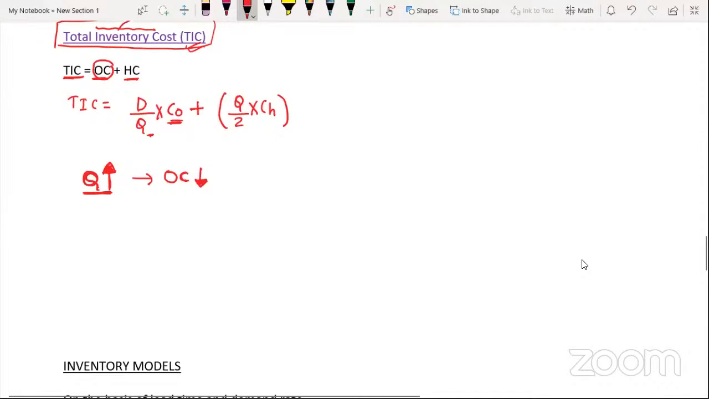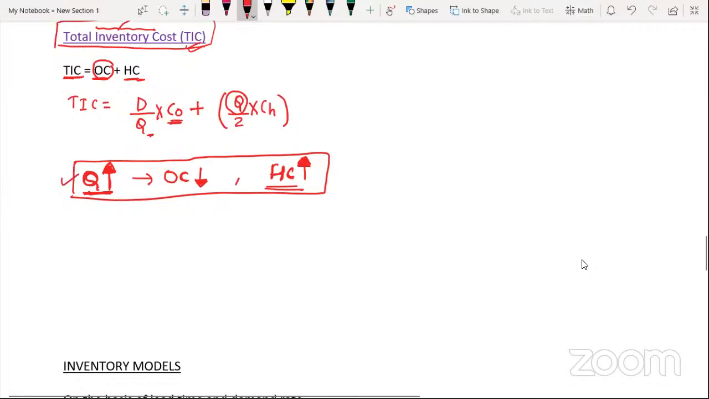But the problem is that if the value of Q increases, holding cost, which is directly proportional to Q, also increases. You are going to pay more and more holding cost. You have to provide more maintenance cost and more rent. So what quantity to order? We should order an optimum Q.